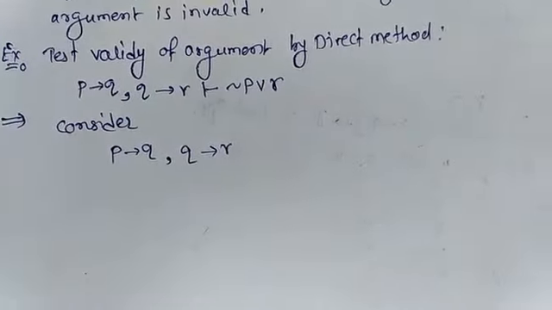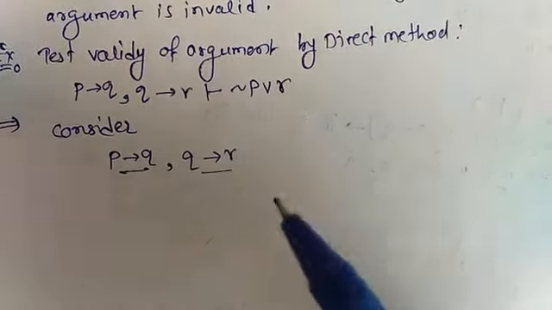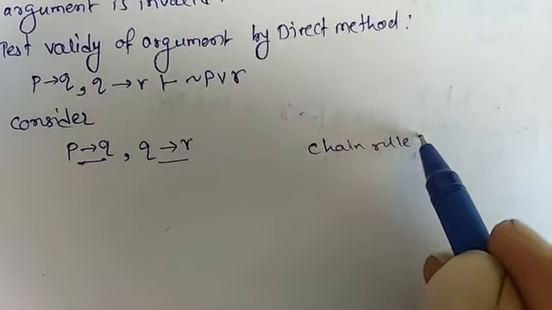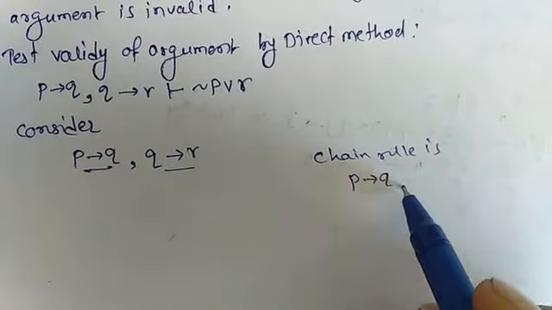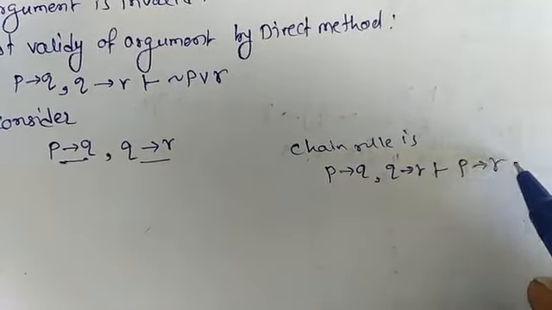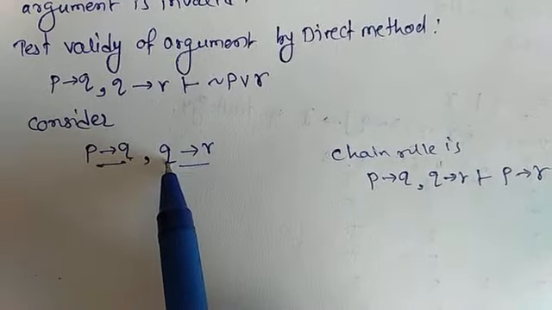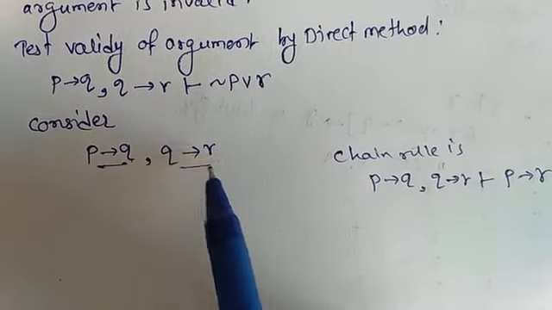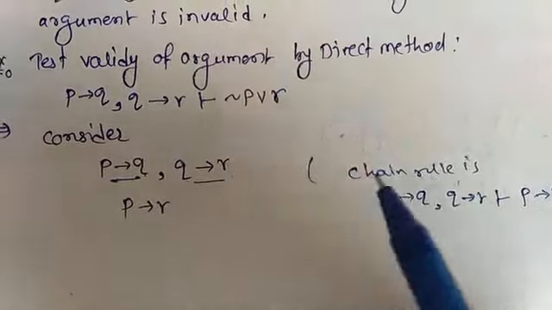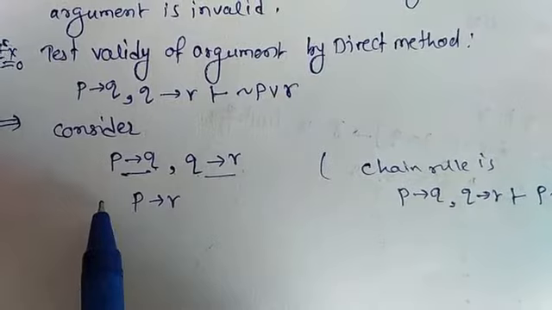Now when we apply rules of logic on this, you know that the chain rule is: if it is P implies Q, comma Q implies R, then its conclusion is P implies R. So here, P implies Q and Q implies R give us P implies R by using the chain rule. So here it is P implies R.